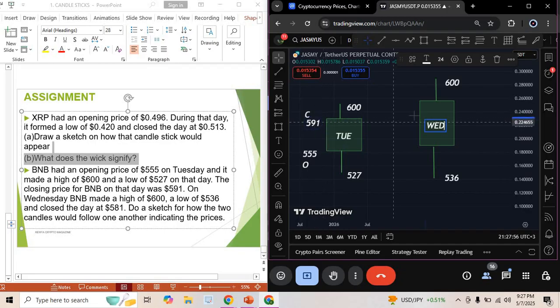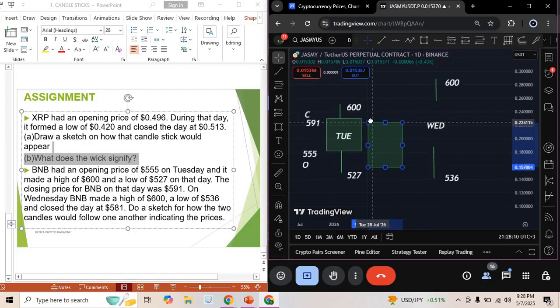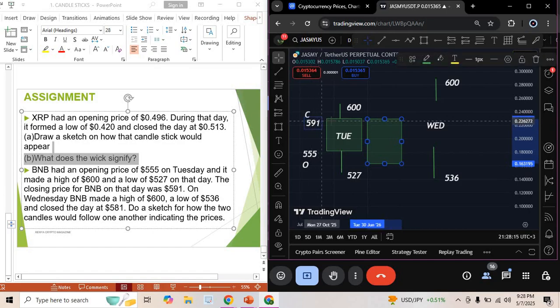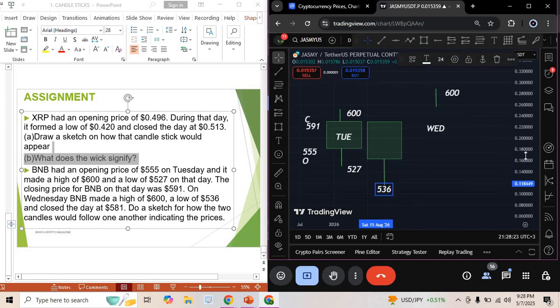So if we compare the opening price as 591 and its closing price is 581, then it means the closing price is lower than the opening price, making this candlestick a bearish candlestick. Because they are following each other, they are sharing the opening price as 591, but this had a low of 536 and a high of 600. If you're perfectly drawing this, this high price of Tuesday should be equal to this, but this is just for demonstration. You don't need to be perfect, and this is Wednesday.